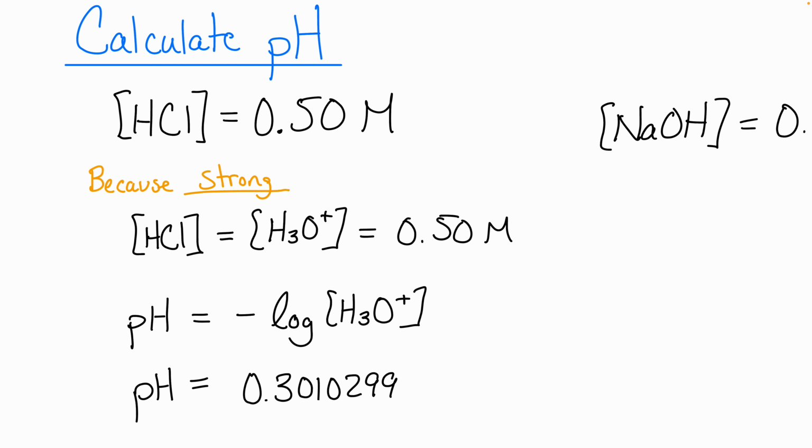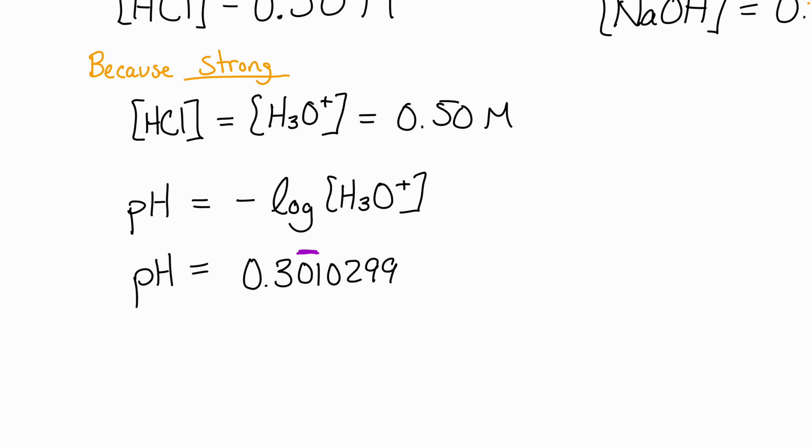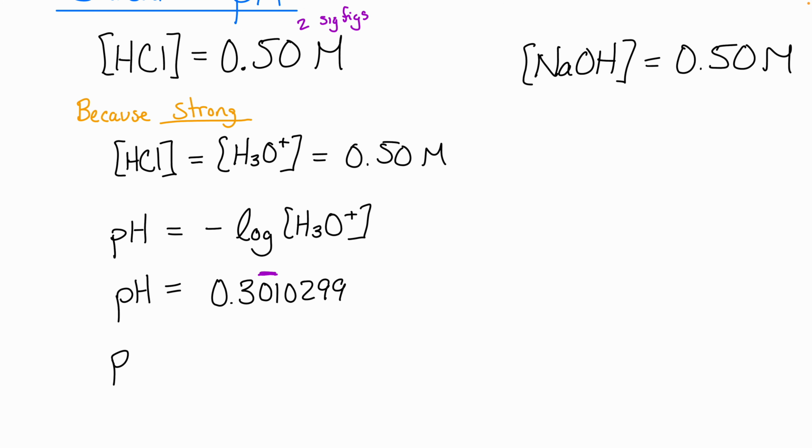And what are our units on pH? Yeah, trick question, right? So we don't have any units for pH here. We do have our annoying new sig fig rule, and that is that these two sig figs in my concentration are going to correspond to two decimal places in my pH here. So reporting this to the correct number of sig figs, we have a pH equal to 0.30, no units.